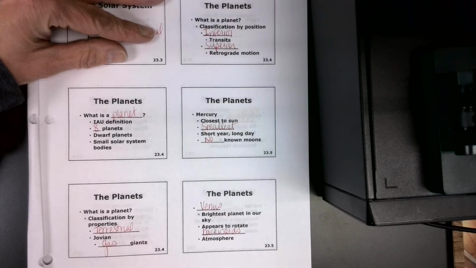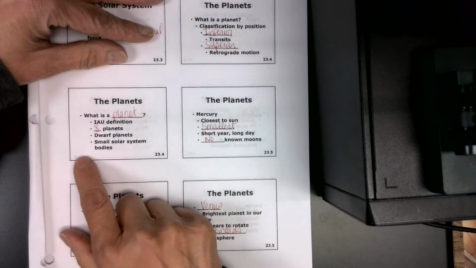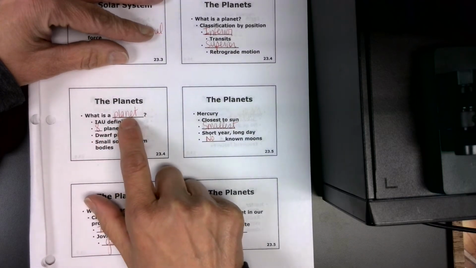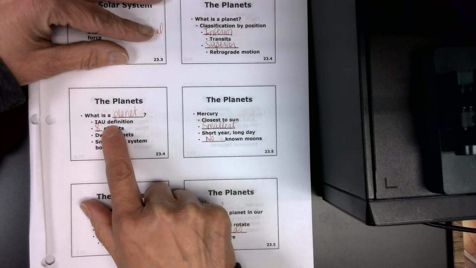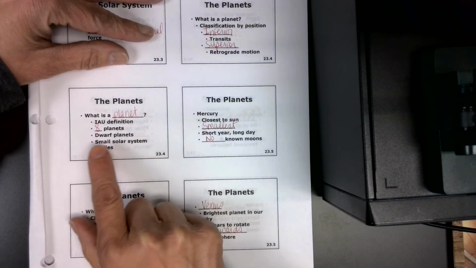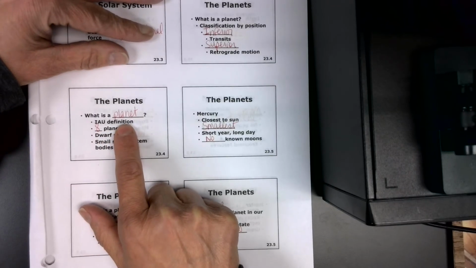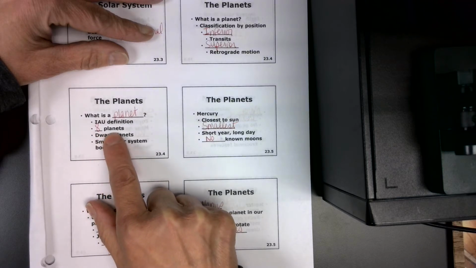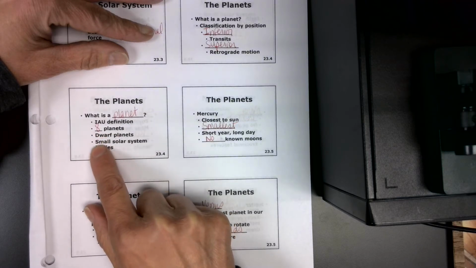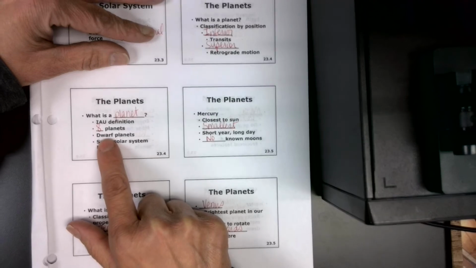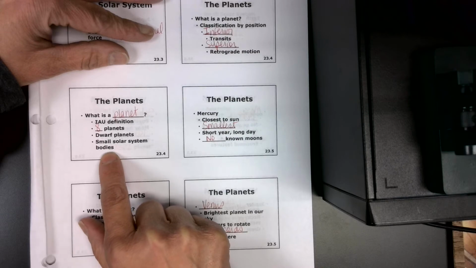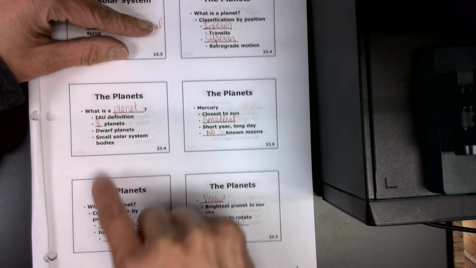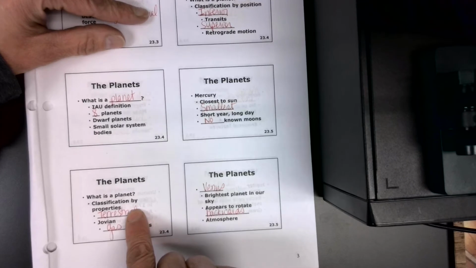Hello, Earth Science class. This is your 23B section of notes, and in it we're going to discuss what is a planet. There is a definition here that would be those objects that would revolve around the sun: 8 planets, some dwarf planets, some small solar system bodies. Okay, we're going to look at this question again.